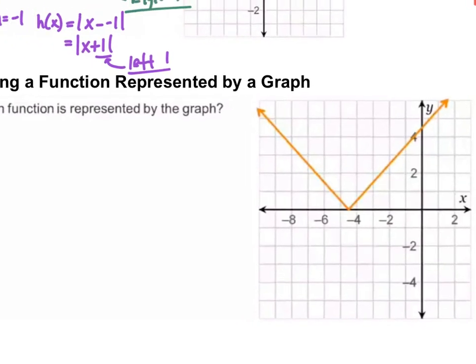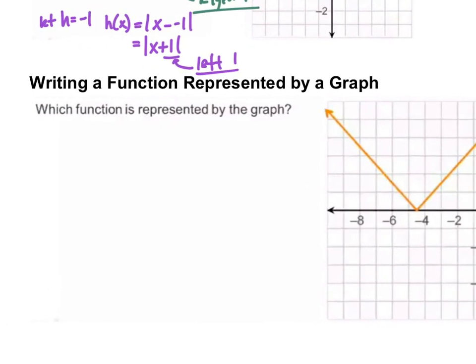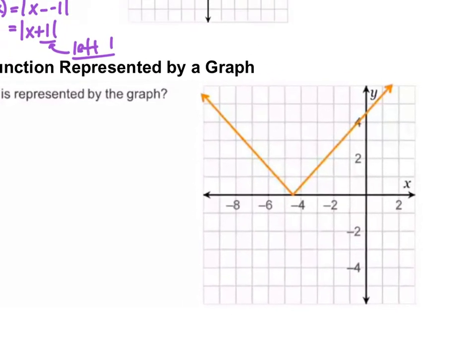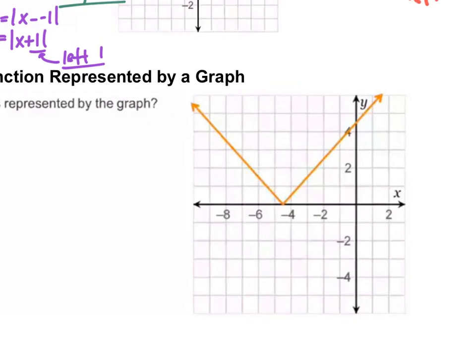All right, let's write a function represented by this graph. So I'm not going to do the piecewise, I'm just going to do the absolute value. And so if I draw my ordinary absolute value graph, okay, like so, what I notice is that this is negative 1, negative 2, negative 3, negative 4, negative 5. This is halfway between negative 5 and negative 4.